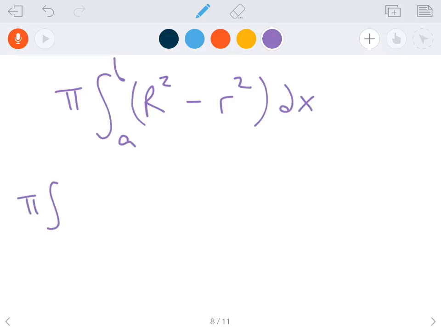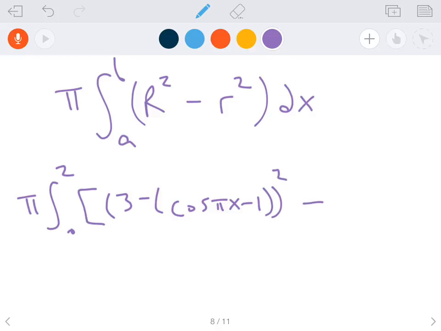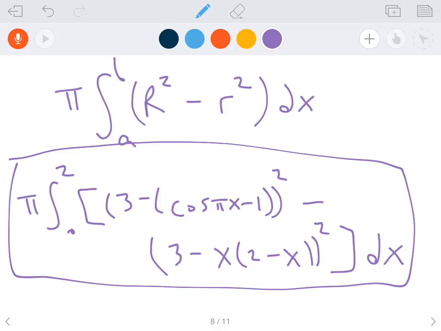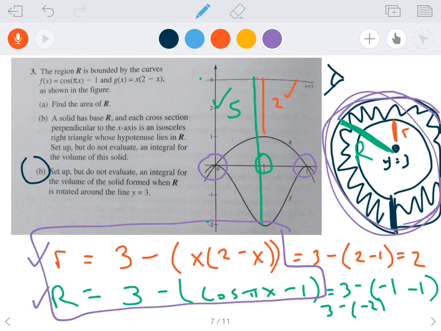So I have pi times the integral from 0 to 2 of big R, and I need to square that, minus little r, and I need to square that, dx. And that is my final answer there. And I do believe that answers all of that question.